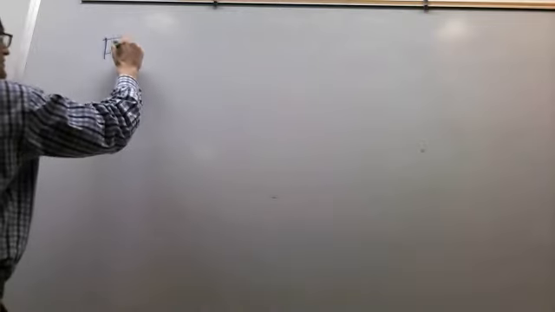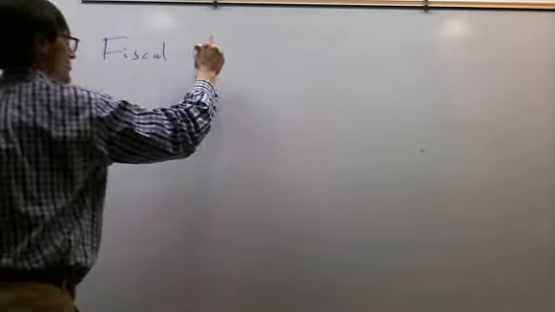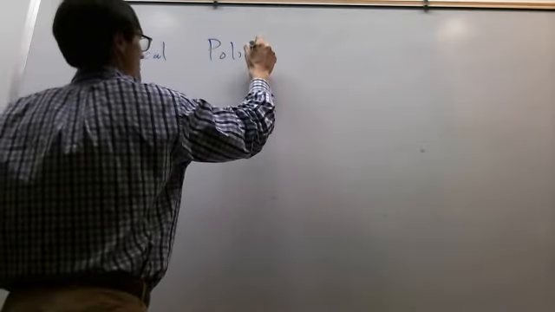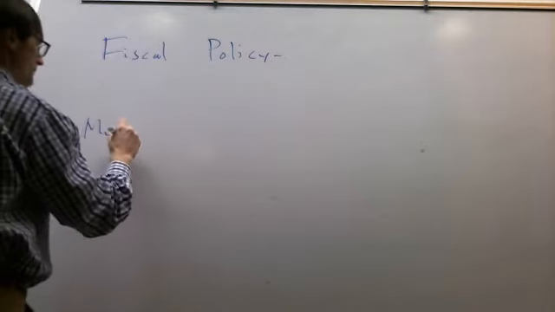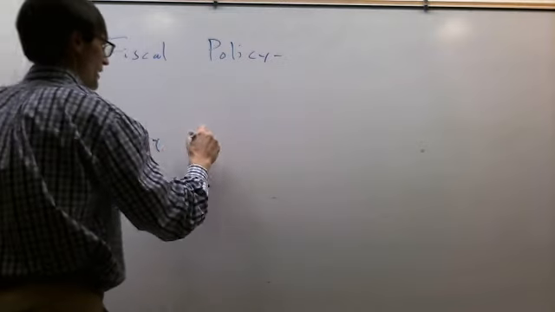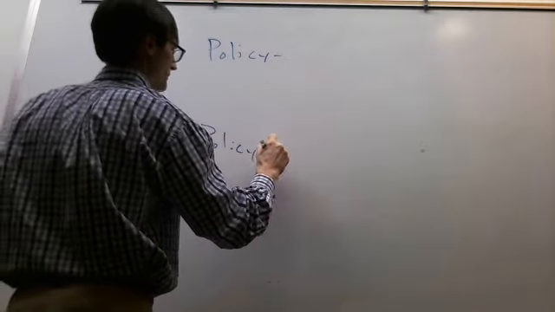All right. So we have two main types of government policy that can affect the macroeconomy: fiscal policy and monetary policy.